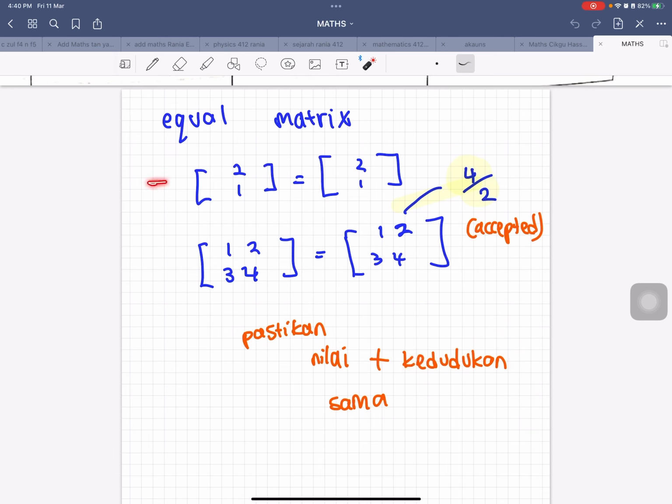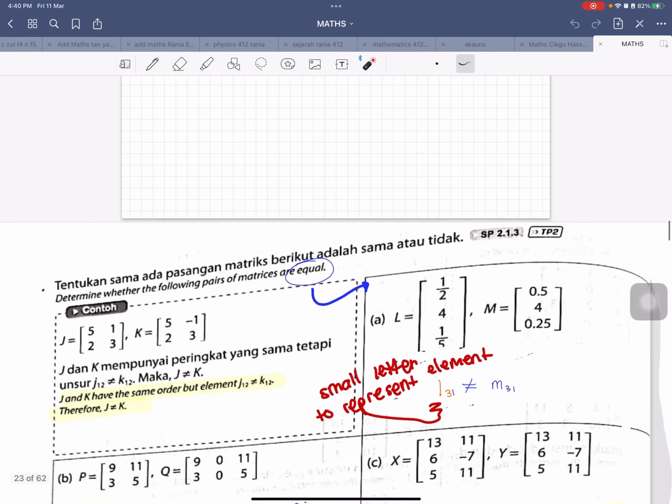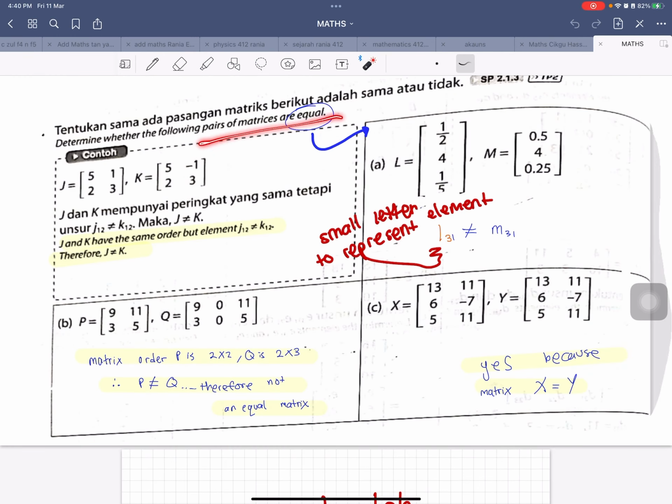Okay, here row 1, column 1 is 2. This one also, row 1, column 1 is 2. So it doesn't matter if they represented it in fractions or a whole number, as long as they have the same value, then you're equal matrices. See? This one is also 2 times 1, 2 times 1. This one is 2 times 2. Determine whether the pair of matrices is equal.